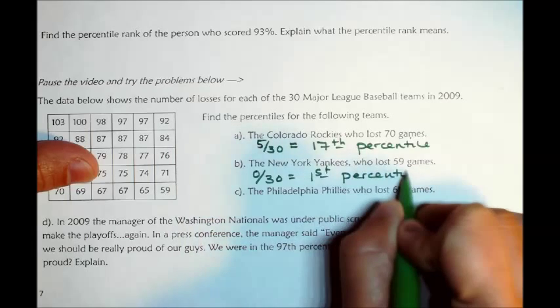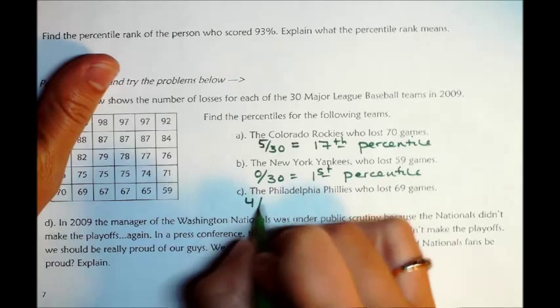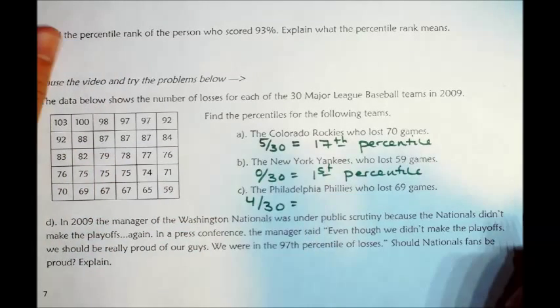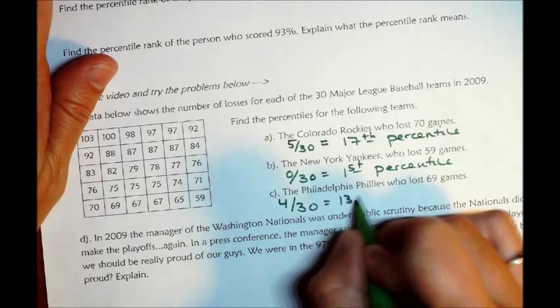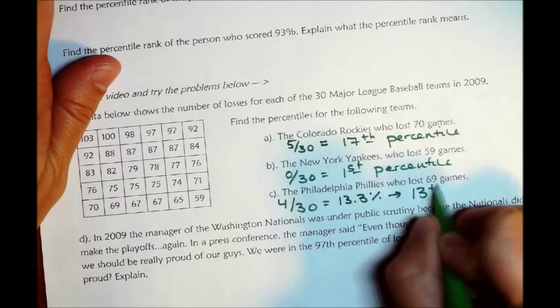Philadelphia Phillies lost 69 games. There were only 4 teams out of all 30 that had less than 69 games lost, which is 13.3%, and if we round that to the nearest whole number, that puts them at the 13th percentile.